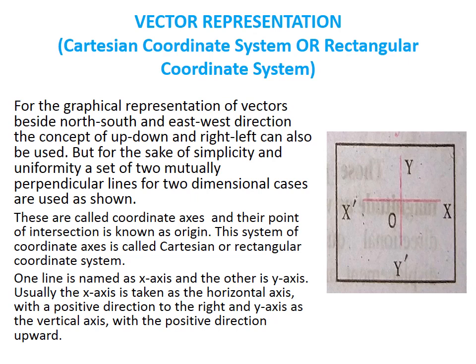These are called coordinate axes and their point of intersection is known as origin. This system of coordinate axes is called Cartesian or rectangular coordinate system. One line is named as x-axis and the other is y-axis. Usually the x-axis is taken as the horizontal axis with a positive direction to the right and y-axis as the vertical axis with the positive direction upward.